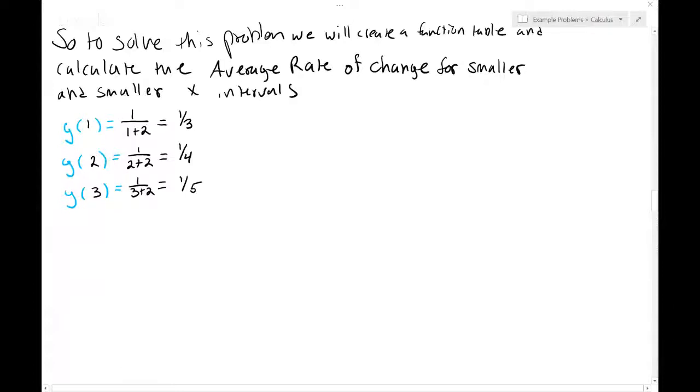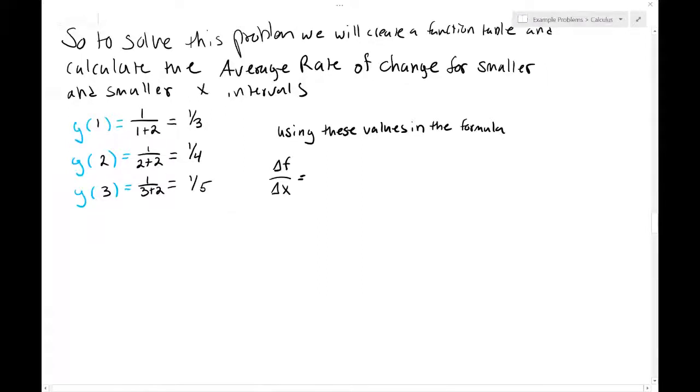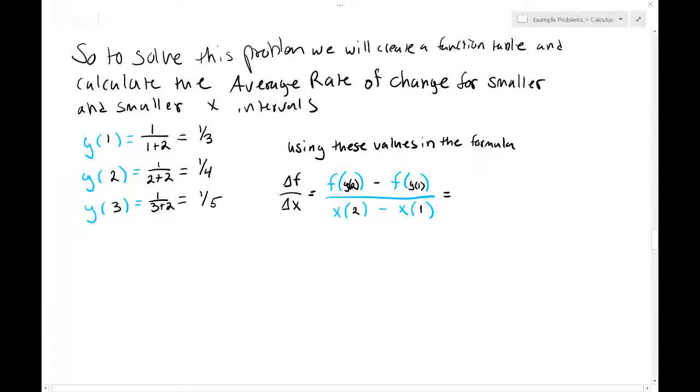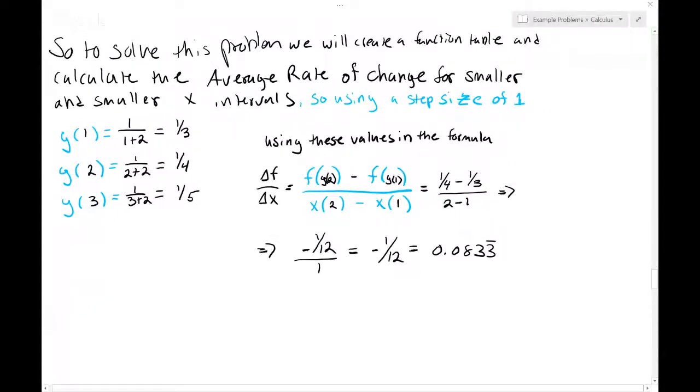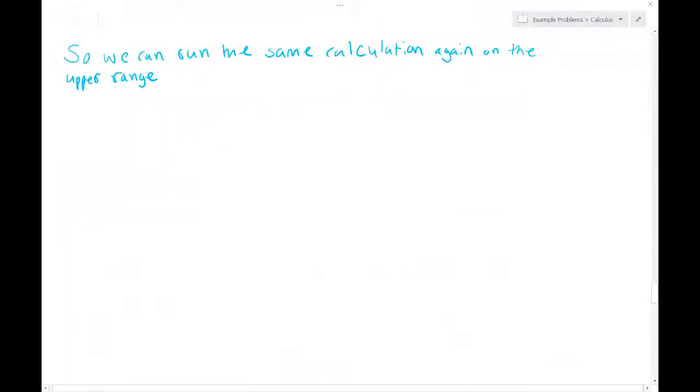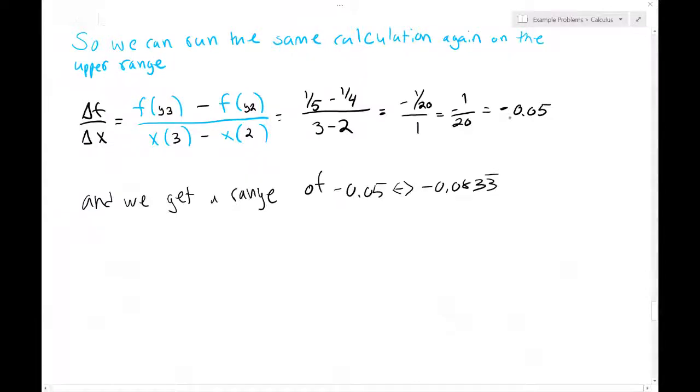Using these values and the average rate of change formula, we can plug in y of 2 and y of 1 and our interval 2 and 1 into the equation and evaluate it, which gives us 1/4 minus 1/3 over 2 minus 1, which is equal to negative 0.0833. Now we can run the same calculation again on the upper range, and this gives us a finishing value of negative 0.05. So we get a range of negative 0.05 and negative 0.083.